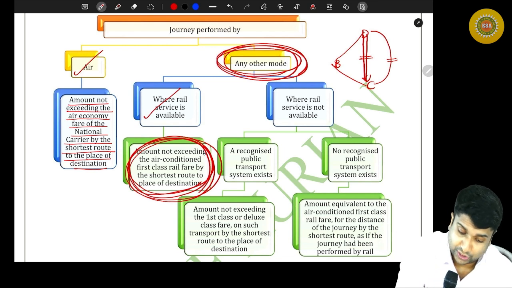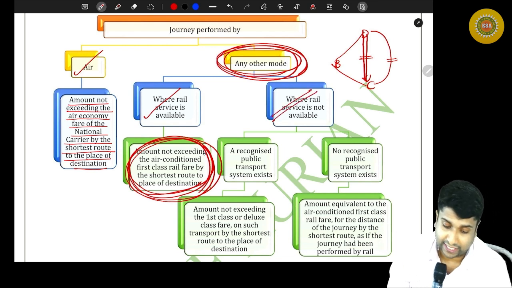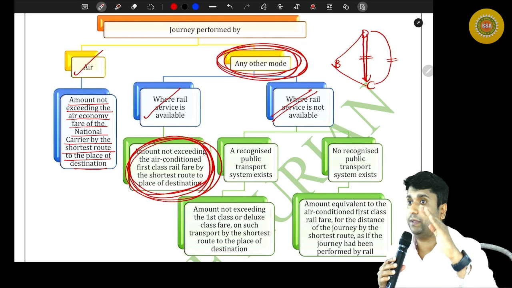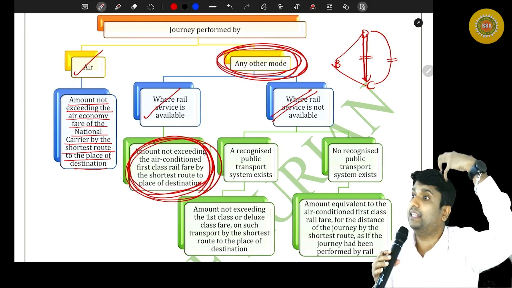What if the rail service is not available? Say there is no service between Chennai and Delhi. Say there is no railway station in Delhi.